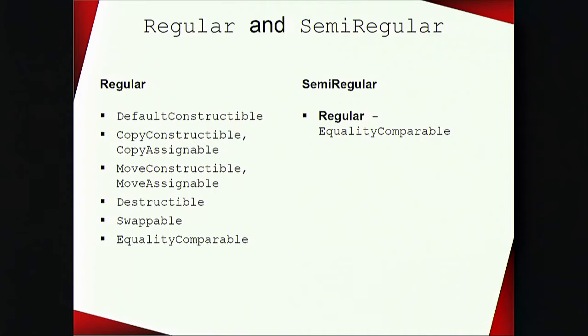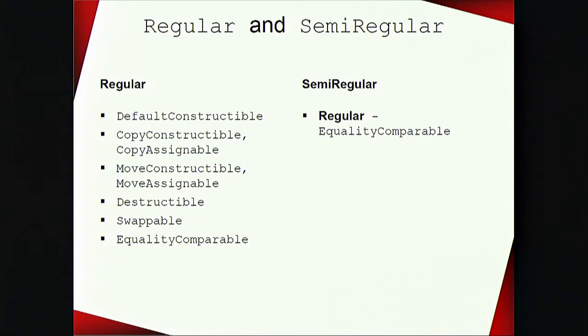What is a regular type? It should support this kind of concepts. They are quite easy to remember. You know the big 6? Default constructor, destructor, copy move assignment, copy move constructor. Here they are. And then you have to add swappable and equality comparable. Then you are regular. So the big 6 and additional swappable and equality comparable. If you subtract equality comparable, you have only semi-regular. These are the terms which are actually from Alexander Stepanov's book.